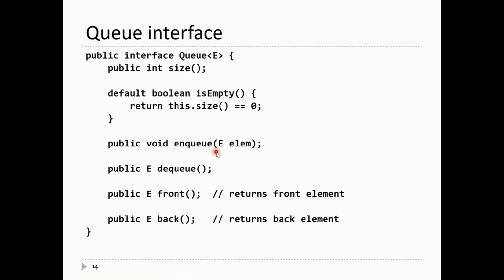There's enqueue, so enqueue takes an element, adds it to the queue. Dequeue removes the first element in the queue, returning the element. We're going to add two more methods, front and back, that let the user get the front and back element of the queue without removing them.